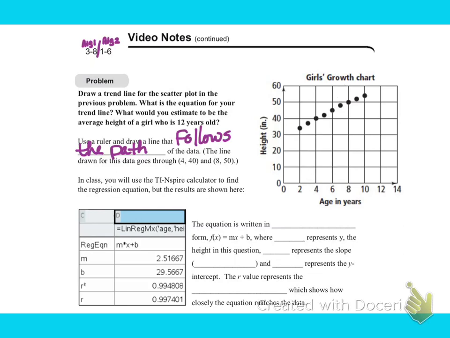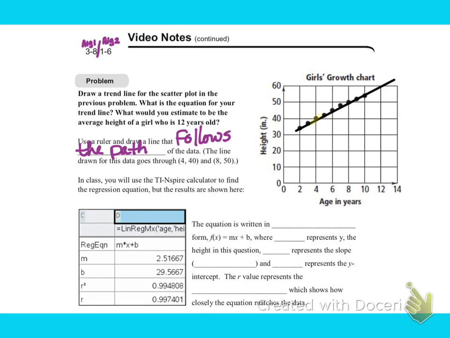So I'm going to get rid of that, and let's draw this trend line instead. It's following the path of our points pretty closely. This trend line goes through the points approximately (4, 40) here and (8, 50) here. Now, not all trend lines have to pass through the original data points. Sometimes they do, sometimes they don't. It just depends on the data that you have.